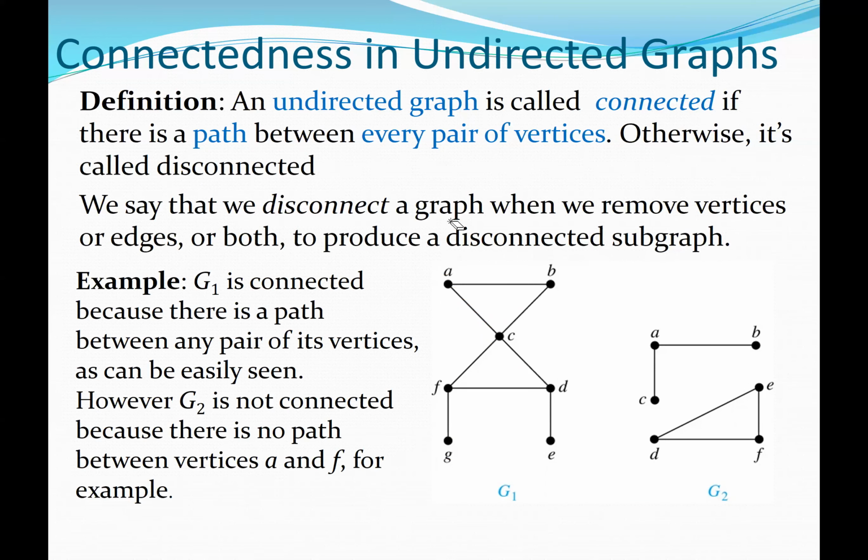However, G2 is not connected, because if I pick D and B, there's no way for me to go from B to D. So G2 is not connected, but G1 is. That's the difference between a connected graph and a disconnected graph.